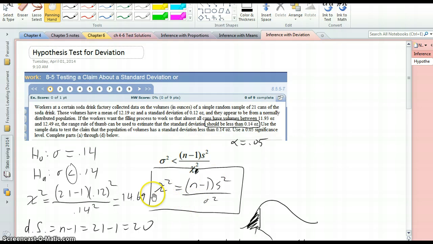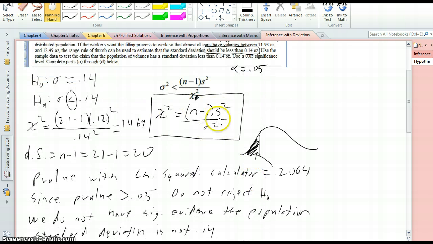So here's what you need to add. The chi-squared statistic is the stat we use to measure variation. You just take the sample size minus 1, so in this case it's 21 minus 1. They give us the sample standard deviation, which is 0.12, and here's the population standard deviation, what we think it is, 0.14. So that's the only thing you really need to add.